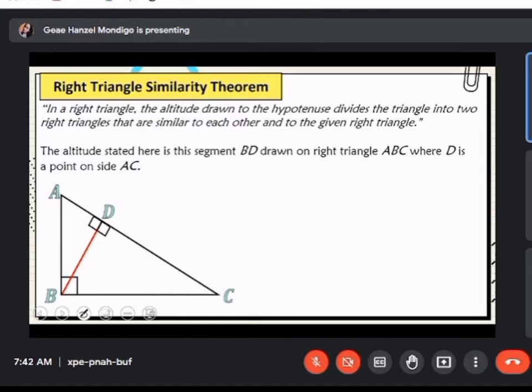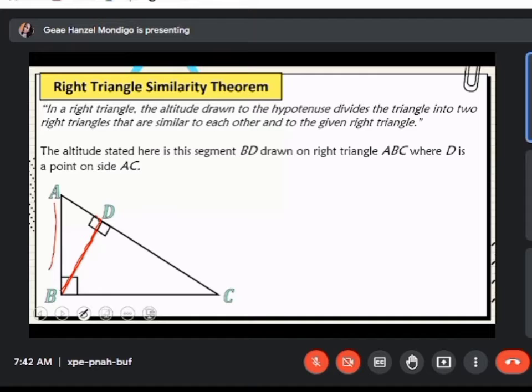We have the right triangle ABC. And if we draw an altitude, which is this line from the vertex B to our line segment AC, this is what we call the altitude.